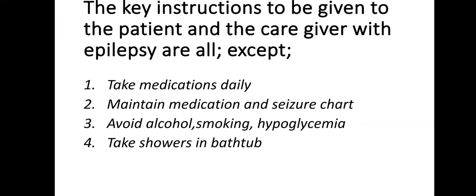Next question. The key instructions to be given to the patient and the caregiver with epilepsy are all except. Regarding an epilepsy patient, some instructions are given here, and they are asking the except, a negative question. Options: first option, take medications daily. Option B, maintain medication and seizure chart. Option 3, avoid alcohol, smoking, hypoglycemia. And fourth option, take showers in bathtub.